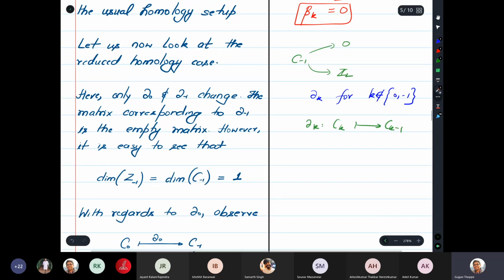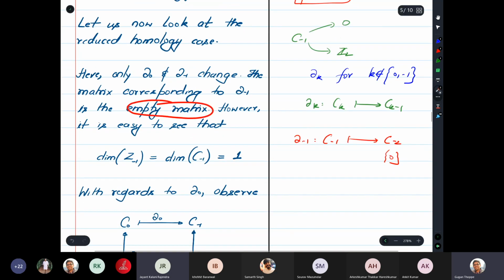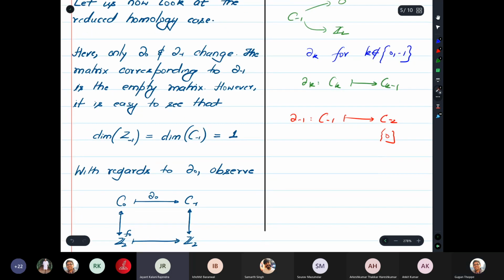This is not very difficult, because ∂_{-1} goes from C_{-1} to C_{-2}, and in the reduced homology case, C_{-2} is the trivial vector space. Because of this, the matrix corresponding to ∂_{-1} in the usual homology case was an empty matrix, and in the reduced homology case it will also be an empty matrix. This is something you have to keep in mind.